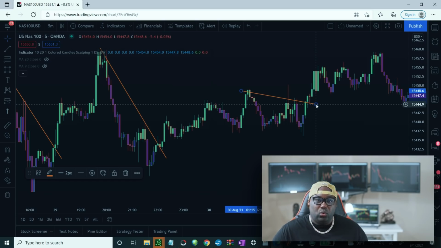So that is that indicator. That indicator will help you scalp the market, get in, out real quick, and also you can actually day trade the market. All right. Now let's go to the last indicator that I want to talk about.